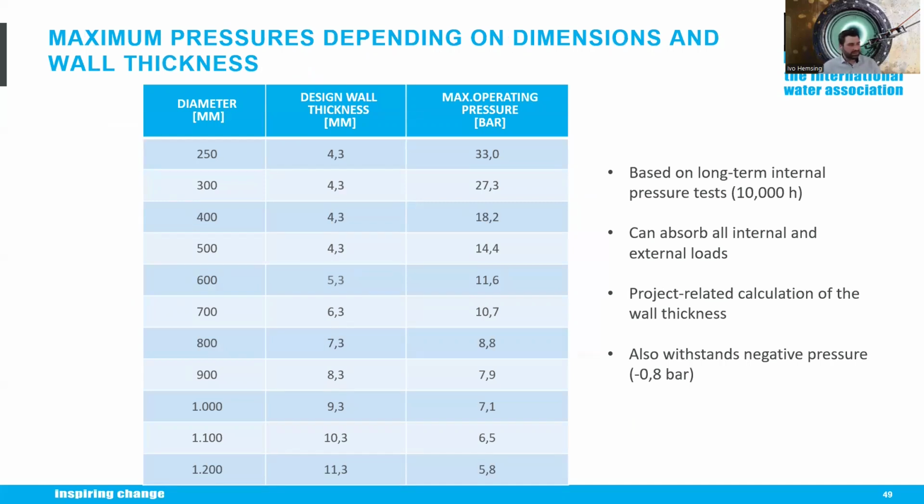Here we can see also the whole table, because the maximum pressure depends on the dimensions. And it's completely based on the long-term internal pressure, so the 10,000 hours. We can also make project-specific wall thickness calculations. So if there is a lot of groundwater, a lot of traffic over the pipe, we can also increase the wall thickness to withstand all inner and outer forces.